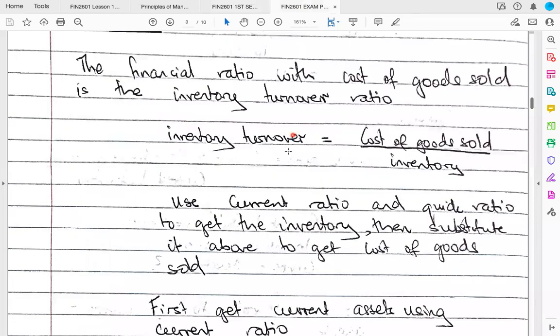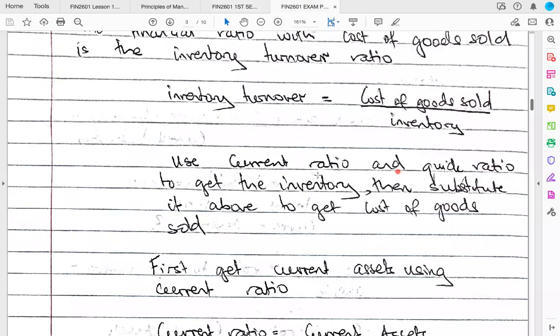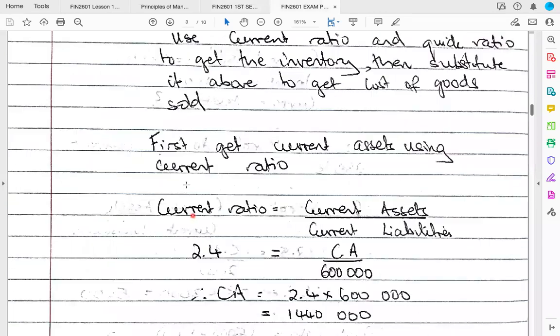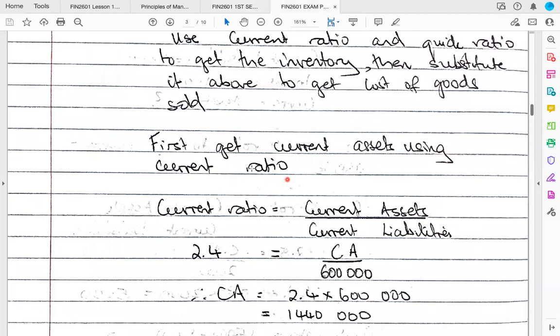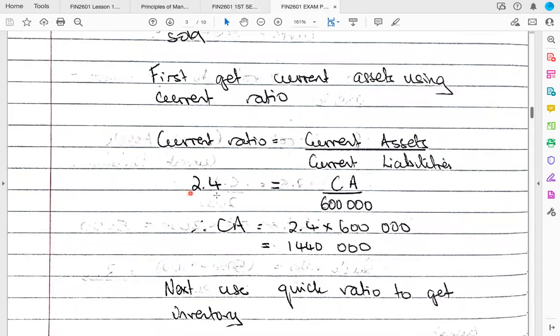So we've seen that our inventory turnover is cost of goods sold divided by inventory. So we need to use the current ratio and the quick ratio to get the inventory, then substitute it above to get the cost of goods sold. So the first thing we have to do is calculate our current assets using the current ratio. And then we'll take those current assets and our current liabilities to the quick ratio to help us calculate inventory. So our current ratio is 2.4, which is equal to our current assets over our current liabilities.